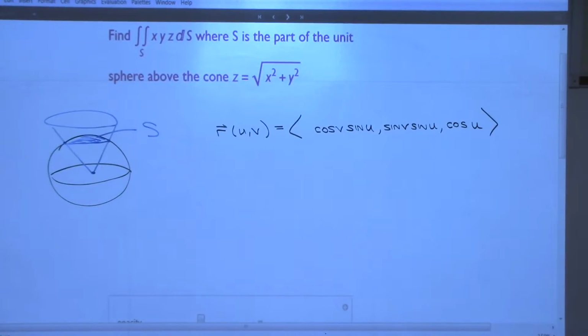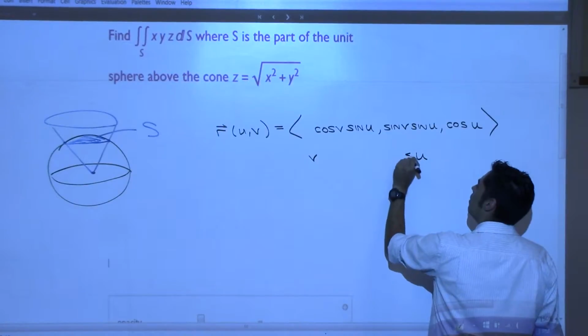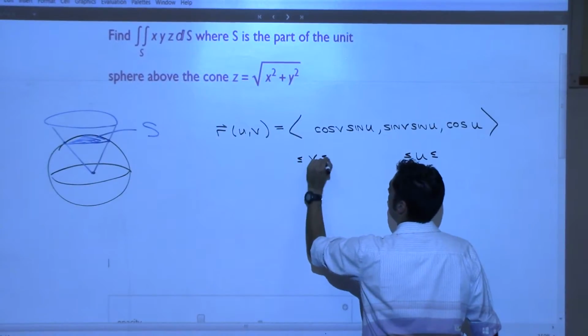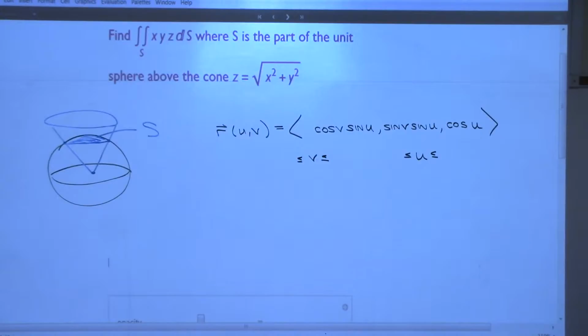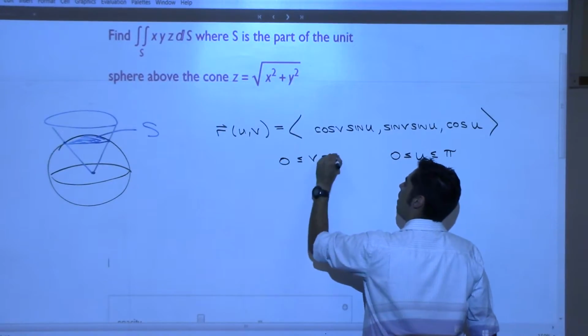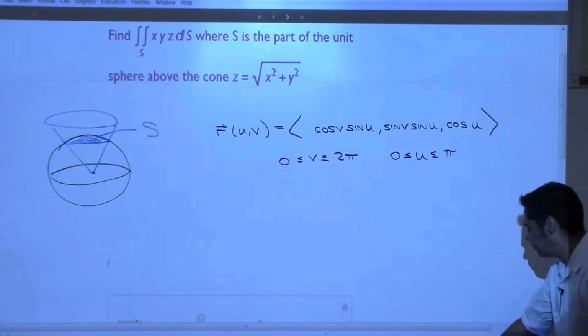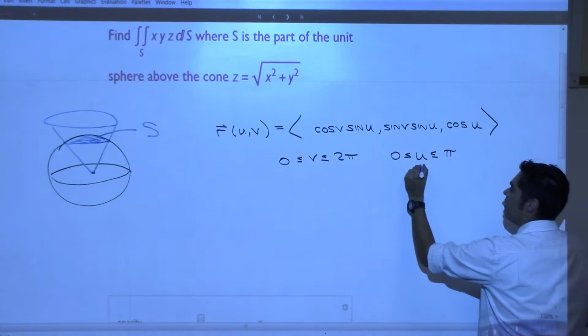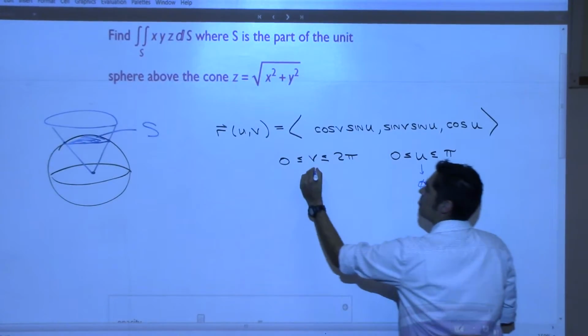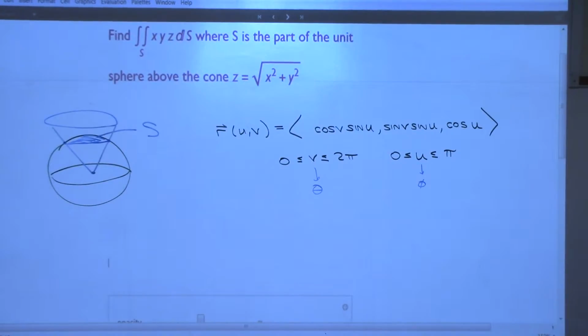What are the restrictions that you put on v and on u to draw the whole sphere? Again, that's not what we want, but just so we're all on the same page, what would you put the restrictions as to draw the whole sphere? 0 to pi for u, 0 to 2 pi for v. Now, if you remember, back from when we did spherical coordinates, this was like the phi, and this was like the theta, wasn't it?